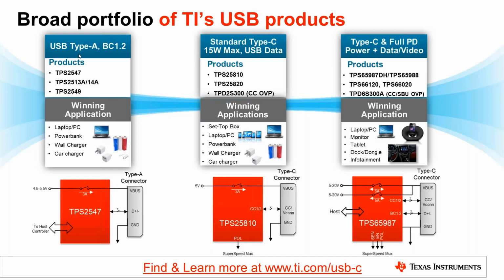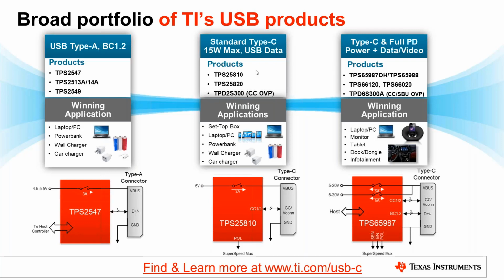The TI Type A products, such as the TPS2547, integrate the source power path so that you can manage the current going through the path, and there's also integrated current protection in case the sink device connected to the Type A port draws more current than it should. The TPS2547 will automatically limit the current and protect against such non-compliant devices.